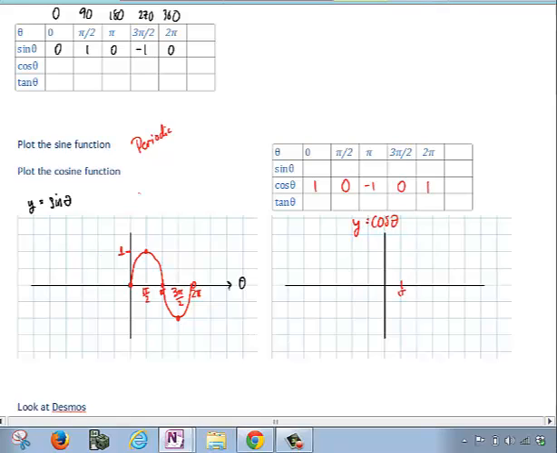Again, I'm going to mark out pi over 2, pi, 3 pi over 2, and then 2 pi radians. I start at 0, and I was at 1. At pi over 2, I went back to 0. Then at pi, I was down to -1, and so on and so forth.